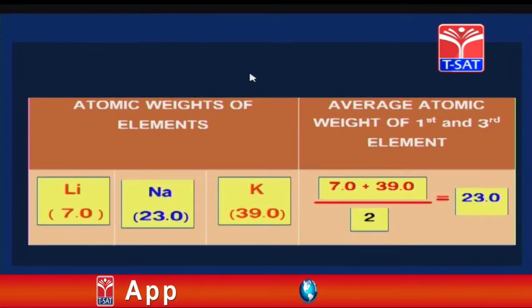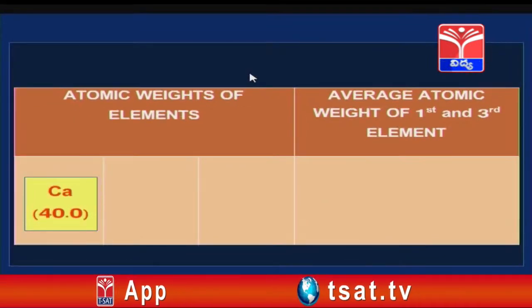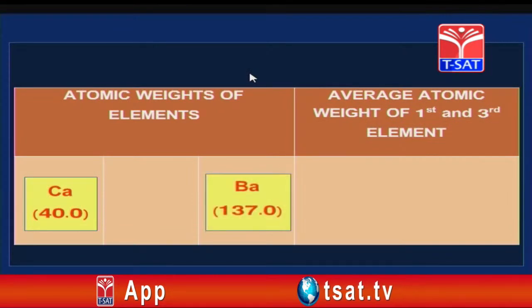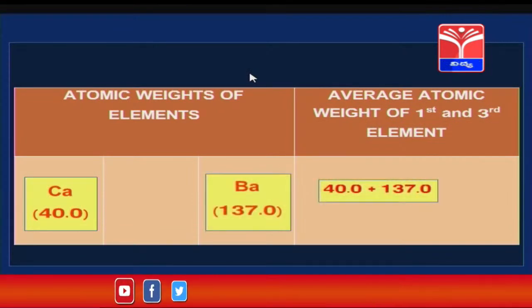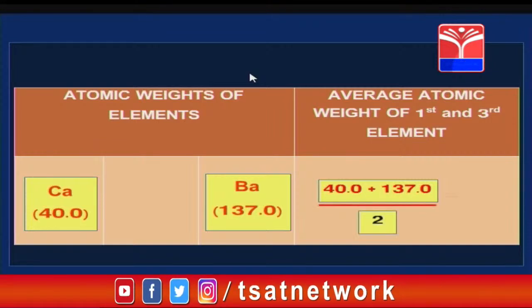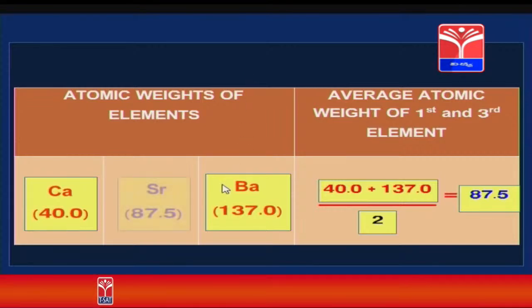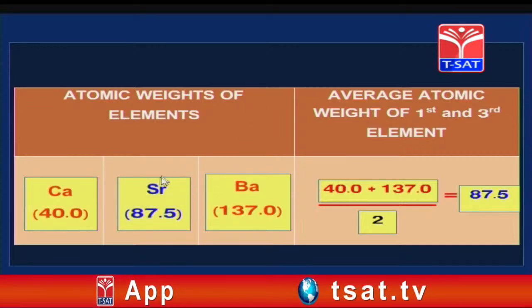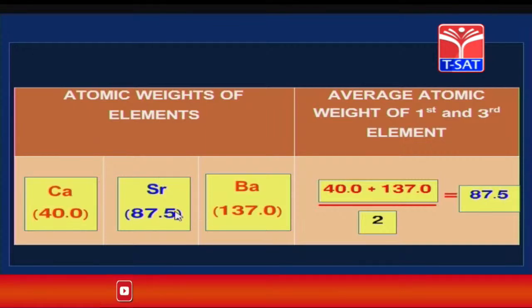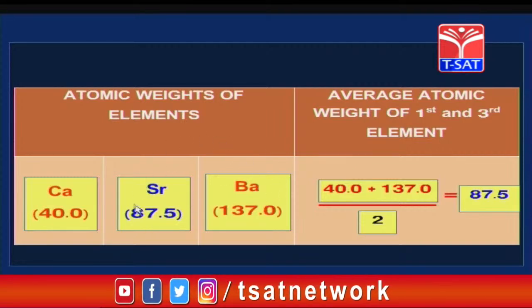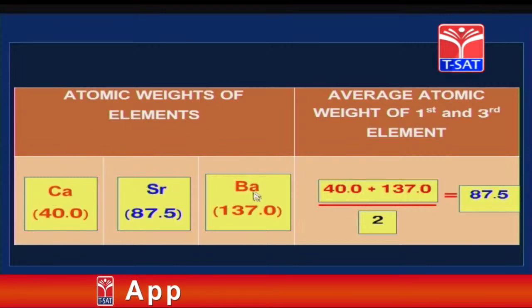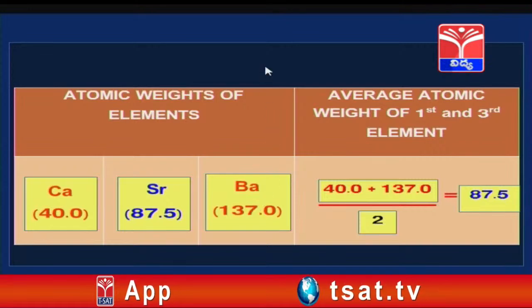Now, we will go for the second Dobereiner triad. Calcium whose atomic weight is 40, barium whose atomic weight is 137, and the sum of their atomic weights and the average value is here, 87.5. Now, let us see the atomic weight of the middle-most element, that is strontium, is 87.5, that is nothing but Dobereiner's law of triads. The atomic weight of the middle element in a triad is the average of the first element and third element, it is also matching.